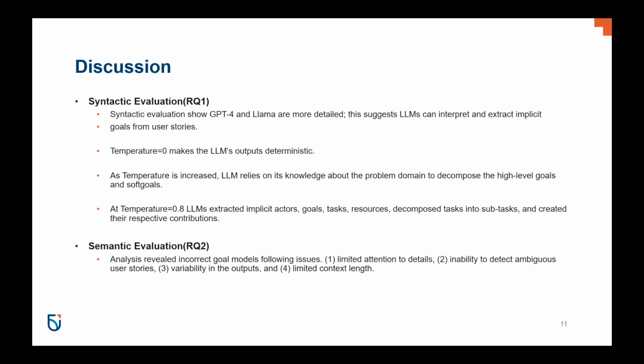So this shows that setting the higher temperature for the goal model generation task reduces the constraints, and it allows the LLM to rely on its knowledge about the problem domain. It helps to decompose the higher level goals and soft goals. Therefore, for the goal model generation task, we recommend a higher temperature such as 0.6 or 0.8. However, the semantic analysis revealed several issues, such as creation of incorrect goal models, inability to detect ambiguous user stories, variations in the outputs for the same user stories and the same prompt, and also limit on the context length of the LLM.